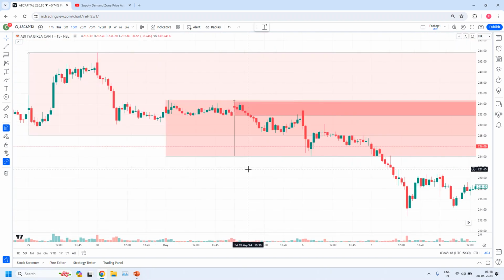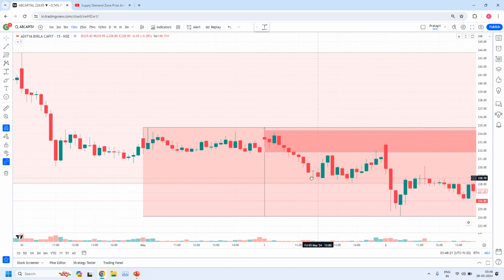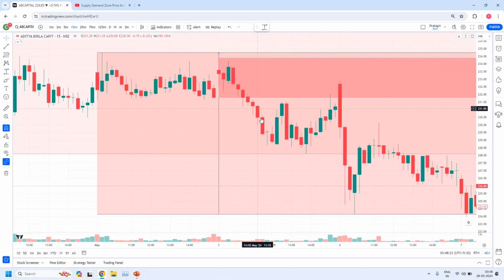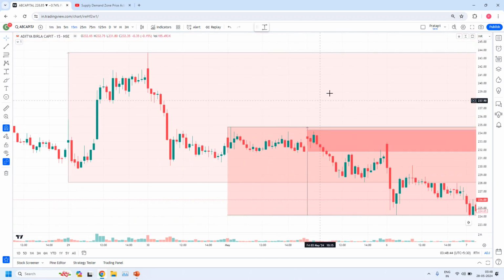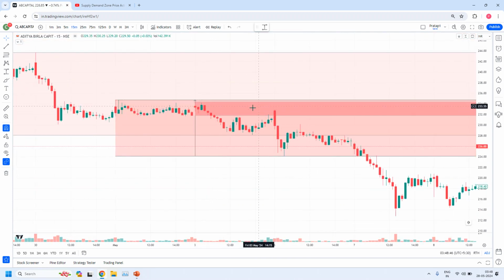Inside, look into the 15-minute zone. Are there any 15-minute zones available here? No, we don't have a proper price structure here. Prices were just going down, down, down without a 15-minute zone here. So what will happen? Definitely this zone will be violated, right?